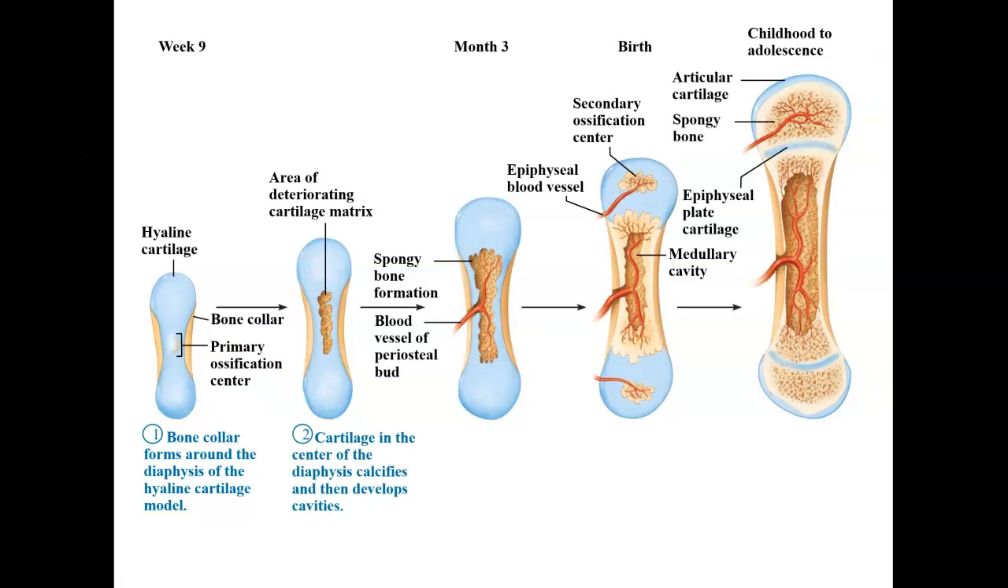Next, the cartilage in the center of that diaphysis is going to calcify and then develop into cavities. So we see the start of our medullary cavity right there. So it's just going to continue to ossify and continue to develop.